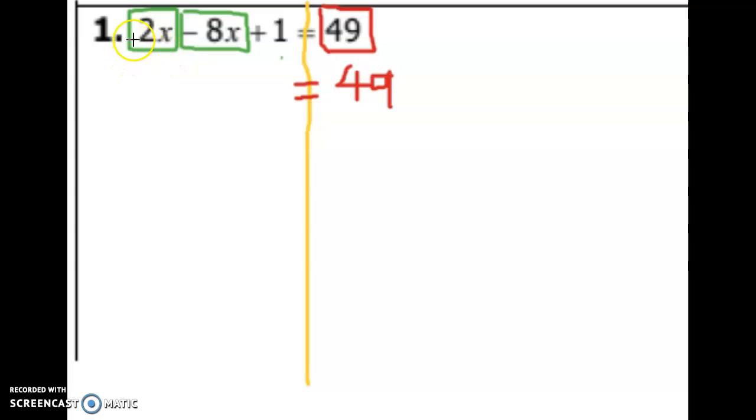And that means that I'm going to combine these two terms. If I combine 2x plus negative 8x, I'm going to get a negative number porque este número es más grande, entonces si estoy combinando los dos términos, el resultado va a ser negativo porque estamos sumando. So 2x minus 8x is negative 6x.